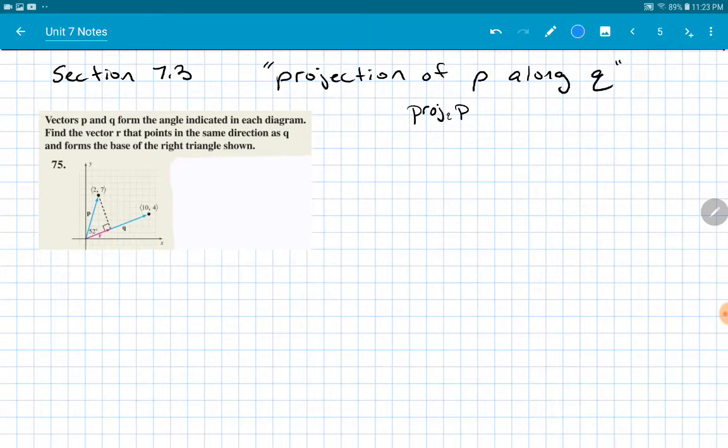Here we're asked to find vectors P and Q that form this angle of 52 degrees, and we're asked to find the vector R. So R is this little pink guy that points in the direction of Q, but his length is only what's called the projection of P along Q. I like to think of it as the shadow of P when it's forming that right angle with Q.